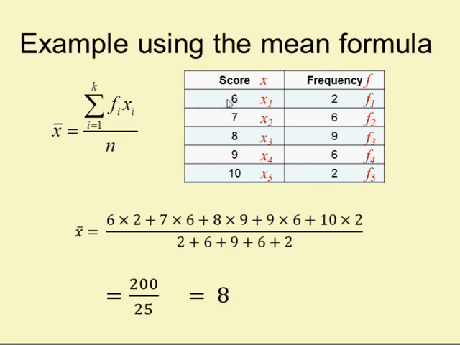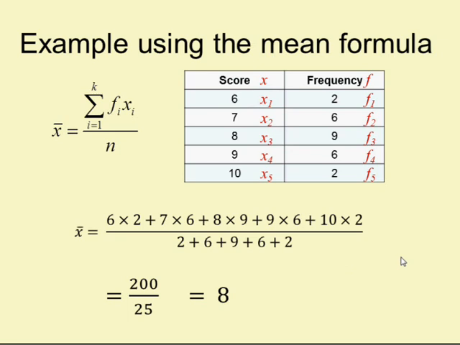Which makes sense when you look at this, right? The average score has got to be somewhere between 6 and 10, because those are our limits. And 9 out of the 25 actually equal 8, and it's evenly distributed. Look at that, 2, 6, 9, 6, 2. So 8 makes a lot of sense.